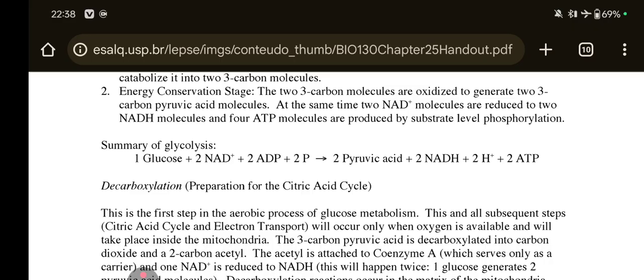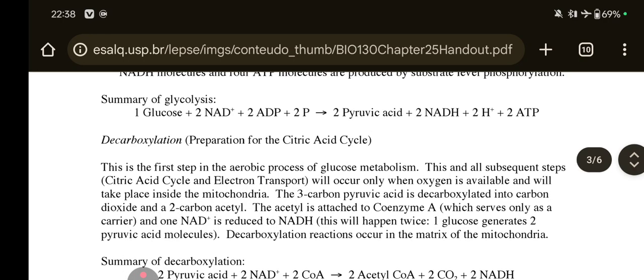Summary of glycolysis: 1 glucose plus 2 NAD+ plus 2 ADP plus 2 P gives 2 pyruvic acid plus 2 NADH plus 2 H+ plus 2 ATP.